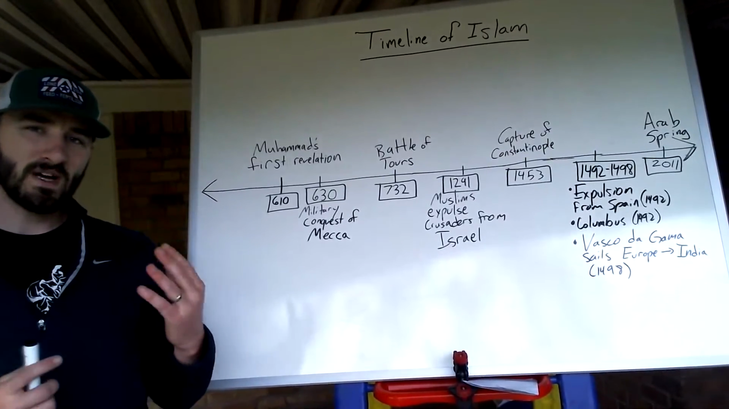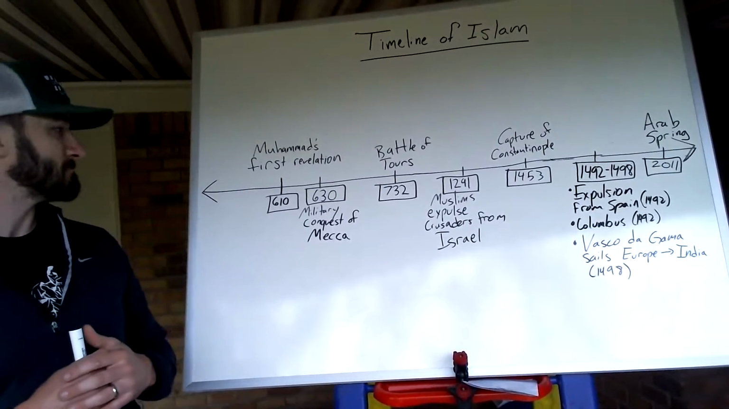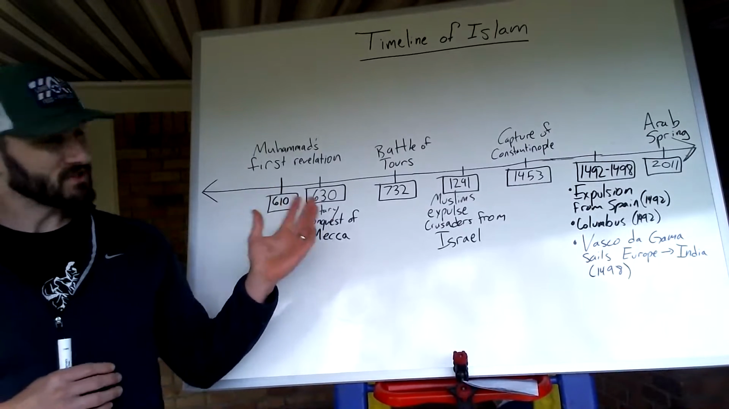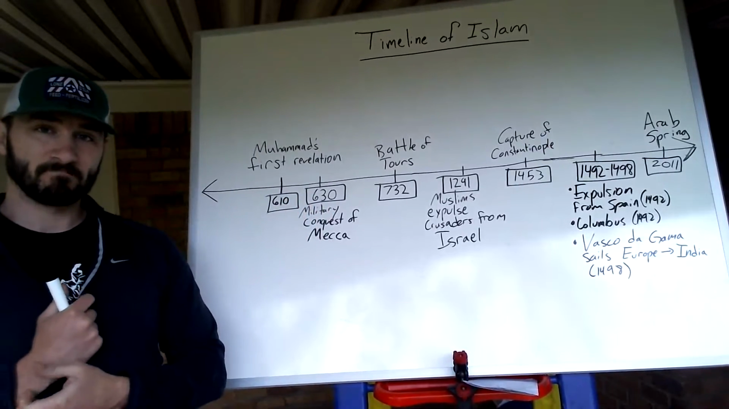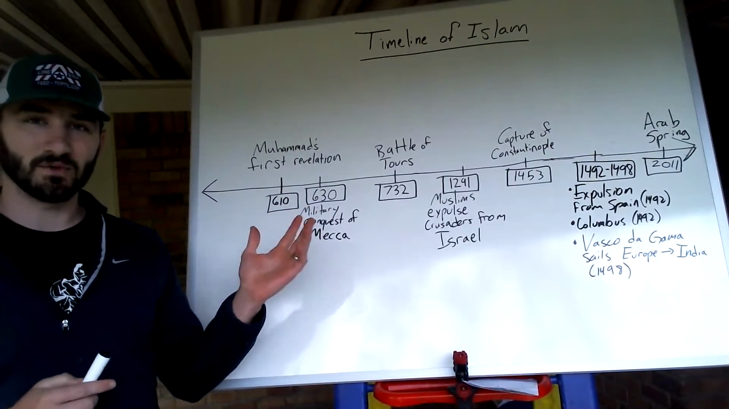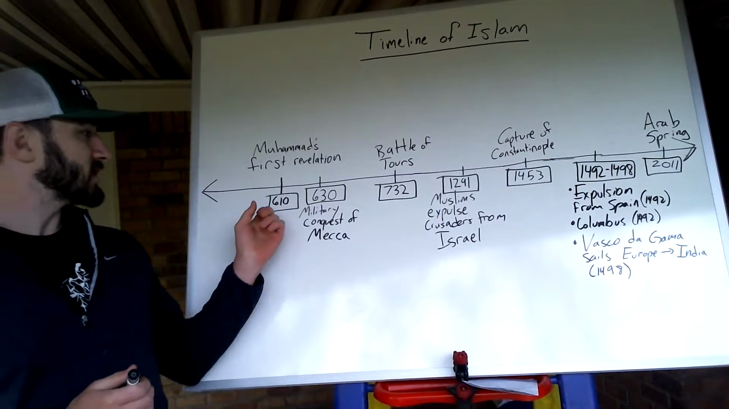Alright, we're going to do a quick timeline of the history of Islam, covering almost exactly 1400 years. So we're only going to hit the high points, obviously, or else we'd be here for a long time. So we start in 610.